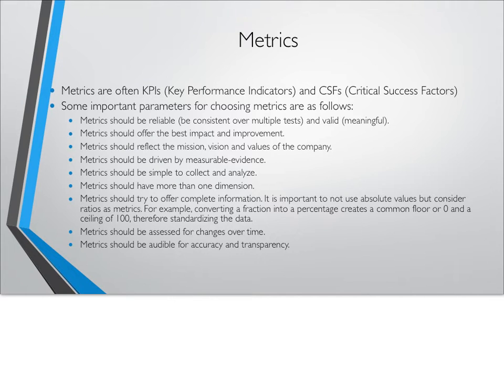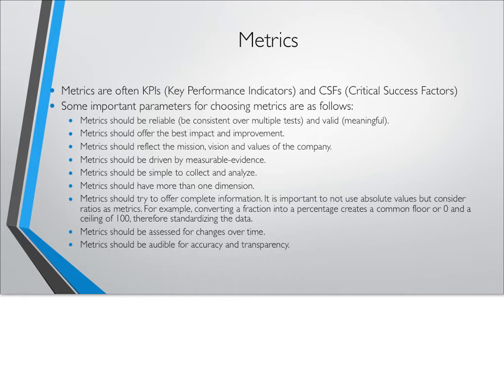It is important to not use absolute values, but consider ratios as metrics. For example, converting a fraction into a percentage creates a common floor of zero and a ceiling of 100, therefore standardizing the data. So you could say that, well, my gross profit is $100,000. If another company's gross profit is $80,000, does that automatically mean that the company with $100,000 has a better way of managing its costs? Not necessarily, because you want to look at what percentage of sales your gross profit is, which is your gross profit margin.